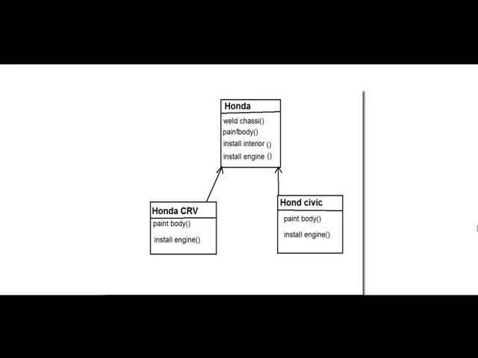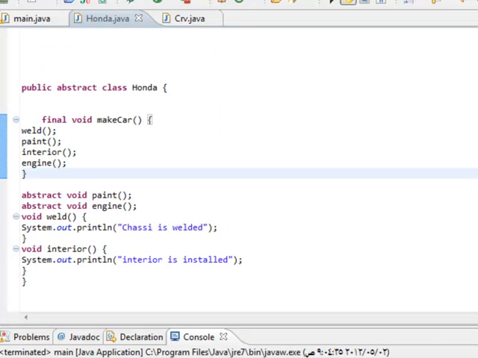Now we're going to move on to the implementation. Just as we explained in the class diagram, we're going to have three classes. The first class is Honda, the main class, which gets extended by the two other classes, Honda Civic and Honda CR-V. As we said, the class is going to be abstract, so it can be extended by the other classes CR-V and Civic. The four methods get implemented in here: weld, paint, interior and engine. And as we said, paint and engine are going to be abstract because the way they're implemented is different between the two other cars.